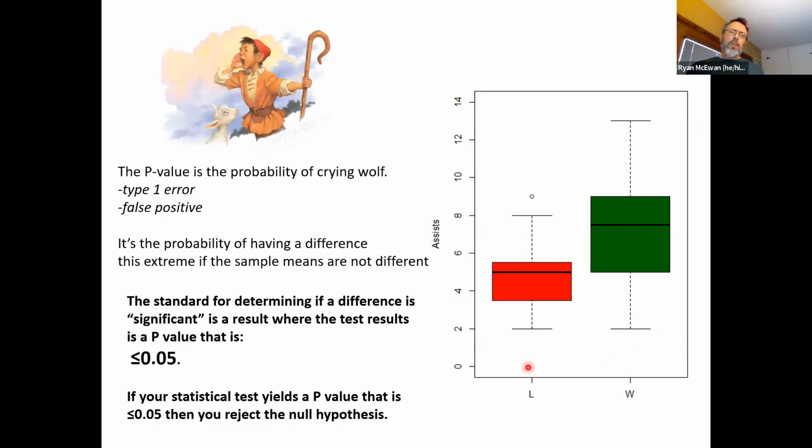Okay. The p-value is a probability of crying wolf, a type 1 error or false positive. It's a probability of having a difference this extreme if the means are not different. The standard for determining if a difference is significant is a result where the test results in a p-value that is less than or equal to 0.05. If your statistical test yields a p-value that is 0.05 or less, then you reject the null hypothesis.